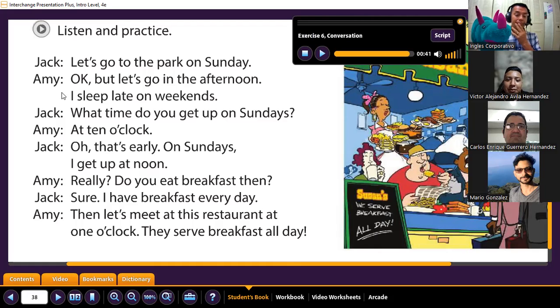Let's go to the park on Sunday. Okay. But let's go in the afternoon. I sleep late on weekends. What time do you get up on Sundays? At 10 o'clock. Oh, that's early. On Sunday, I get up at noon. Really? Do you eat breakfast then? Sure, I have breakfast every day. Then let's meet at this restaurant at 1 o'clock. They serve breakfast all day.